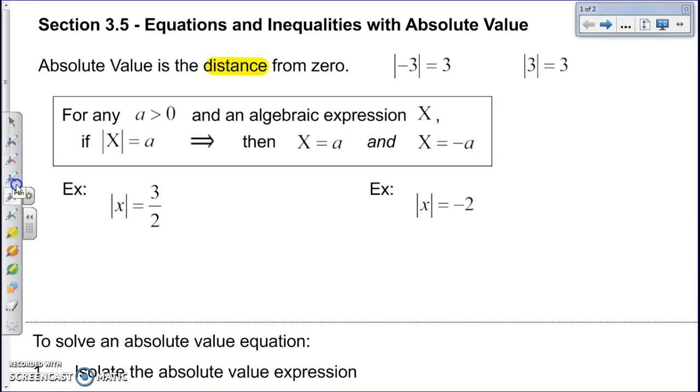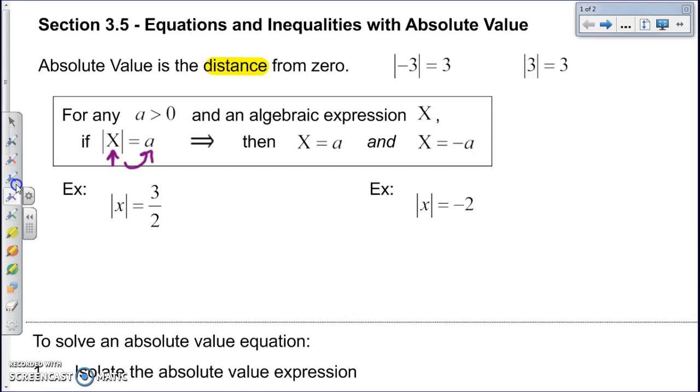So, for any number a that is greater than 0, and an algebraic expression x, if the absolute value of x is a, then x could be a or x could be negative a, right? Because if a is negative in the absolute value bars, when it comes out, it becomes positive.